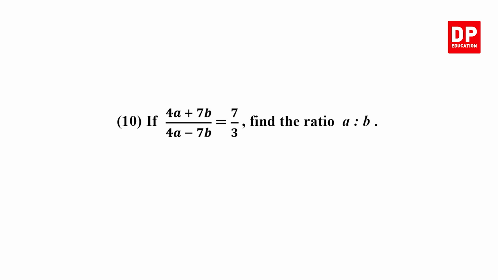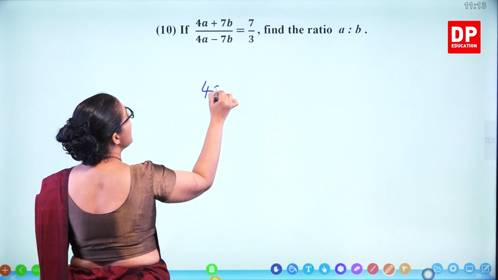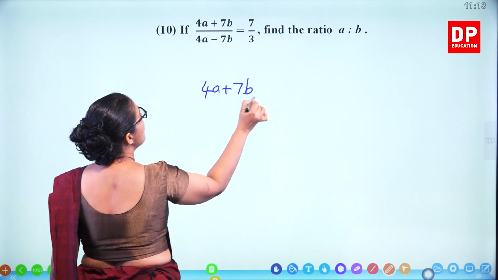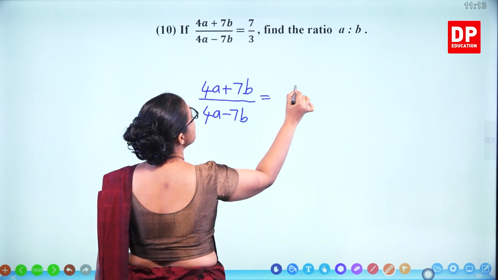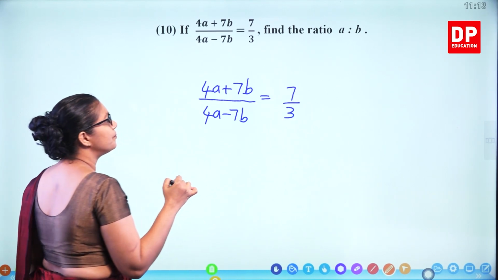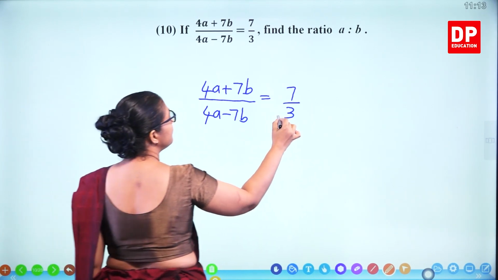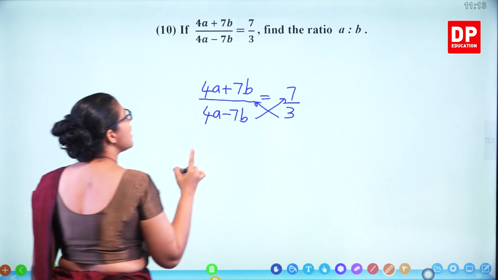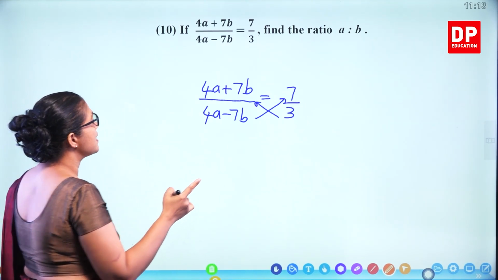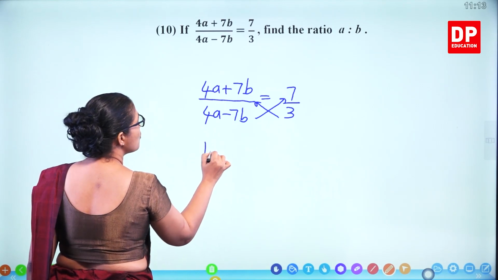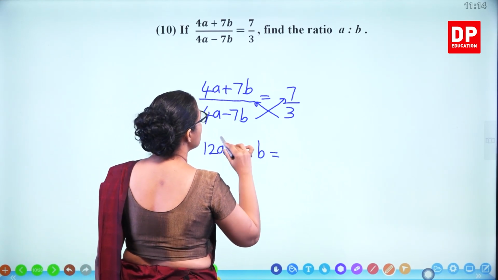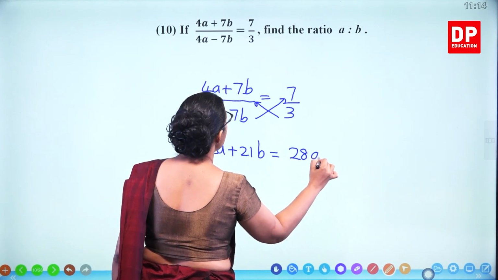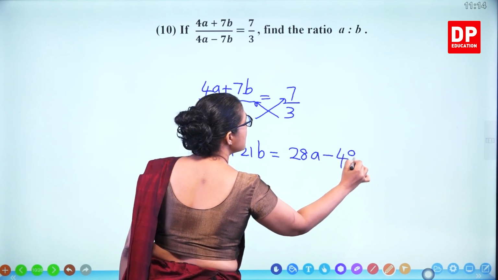Question number 10. Find the ratio A to B. So you have given 4A plus 7B over 4A minus 7B equals 7 over 3. Now we'll cross multiply because you need to take all A terms to one side and B terms. So 3 times 4, 12A plus 21B is equal to 7 times 4, 28A minus 49B.